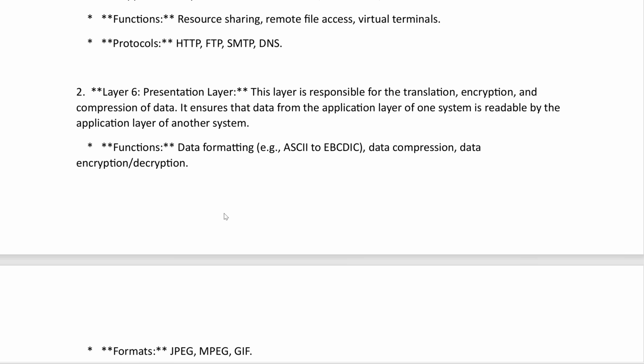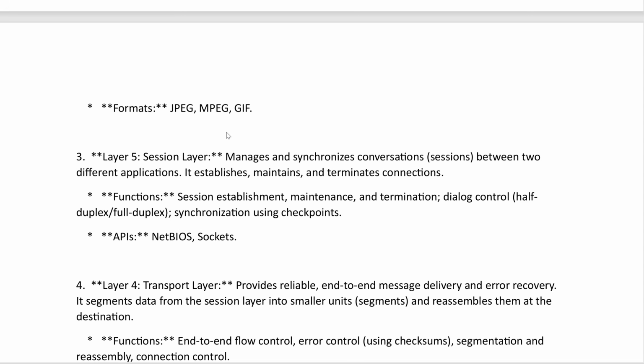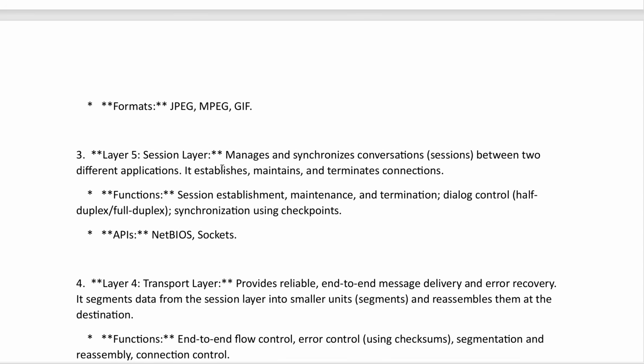Layer number six is known as the presentation layer. This layer is responsible for translation, encryption, and compression of data. It ensures that data from application layer of one system is readable by the application layer of another system. The functions of presentation layer are data formatting, that is ASCII to EBCDIC code, that is American Standard Code for Information Interchange to EBCDIC code, data compression, data encryption, or decryption. Formats supported are JPEG, that is Joint Photographic Expert Group, MPEG, Moving Picture Expert Group, GIF.